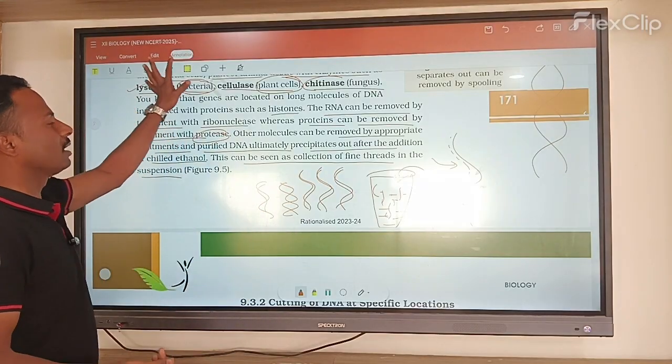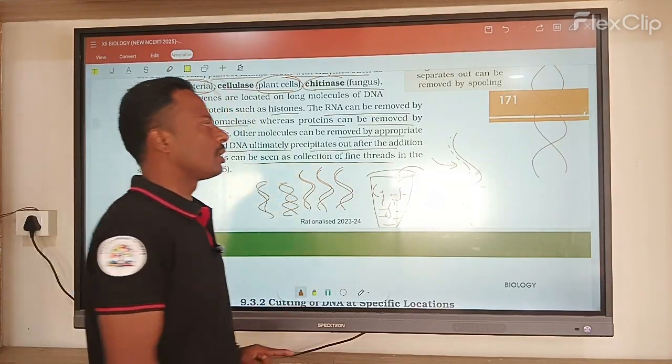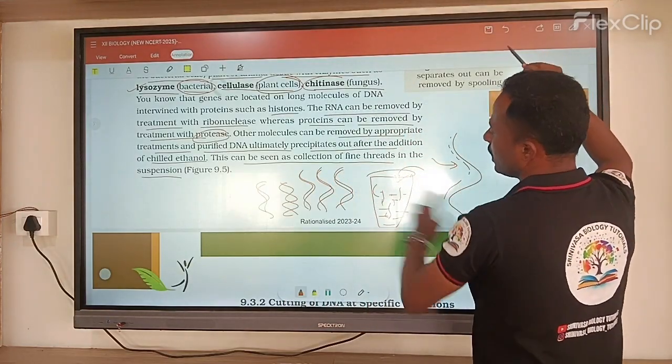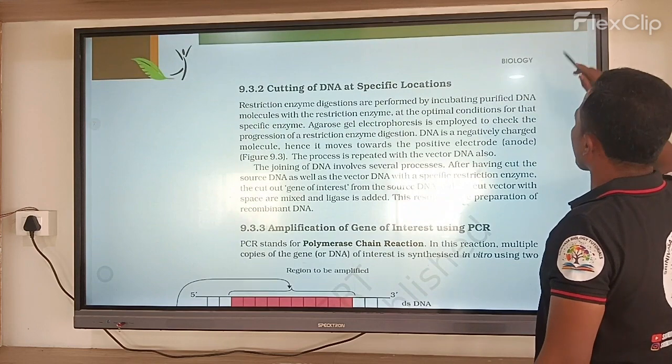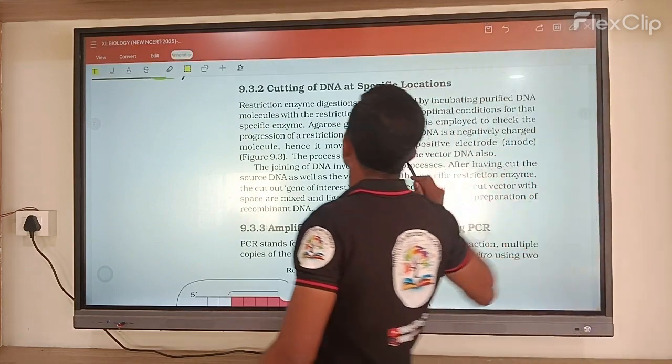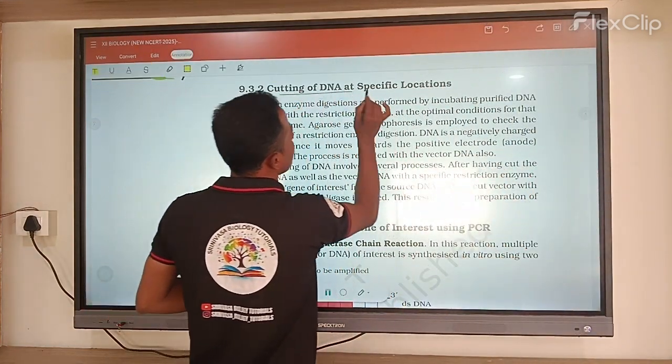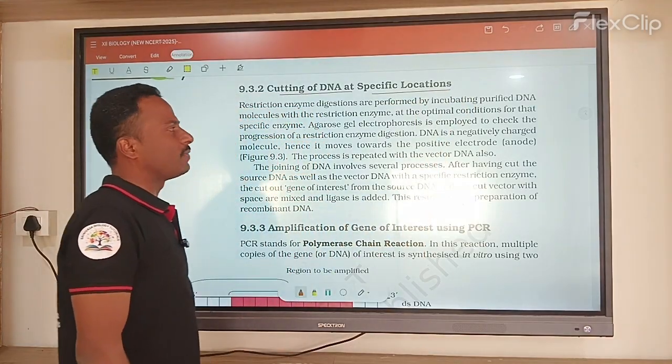Okay, this is the first step, the isolation of the DNA. So finally, what are we getting? Completely purified DNA. Next is cutting of DNA at specific locations.